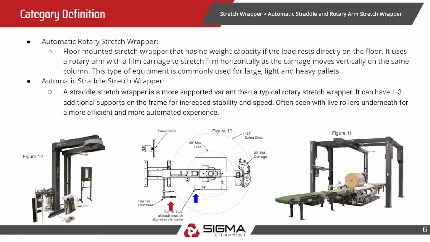On figure 12 here, you will see this is a rotary stretch wrapper compared to figure 11 to the right. You will see this is a straddle stretch wrapper. If you look at the diagram in the middle that I've placed, you will see there is a square corner, which the operator can push the load into to center it for operation. And you can also see by the red arrow, there's a film tail treatment management system. That's going to include a layover, a blade, as well as a clamp to hold the film to keep tension on for the next cycle.